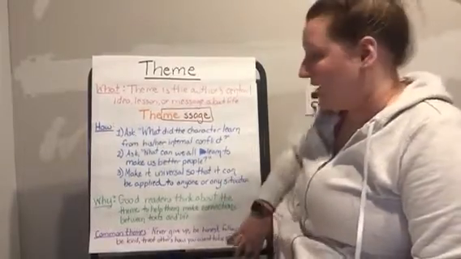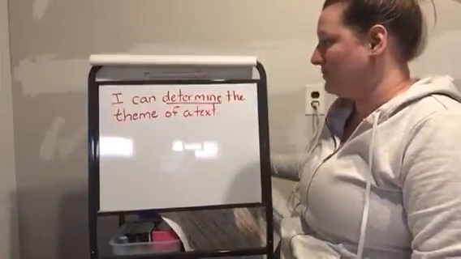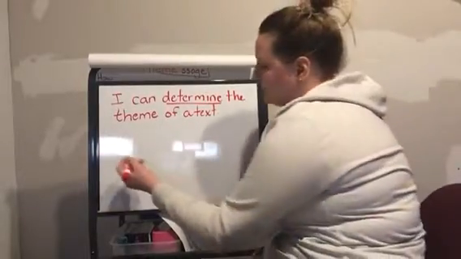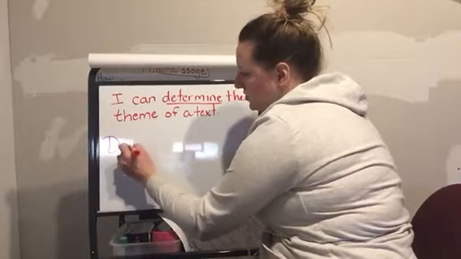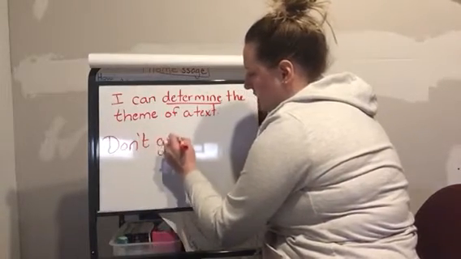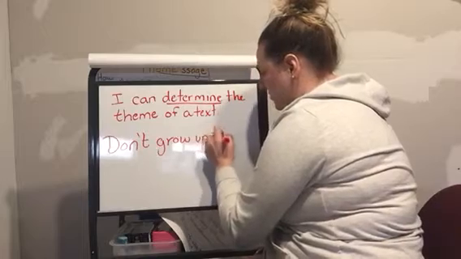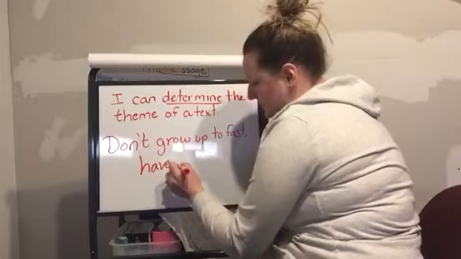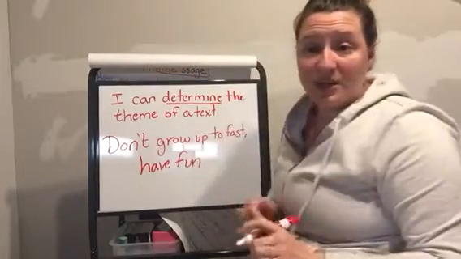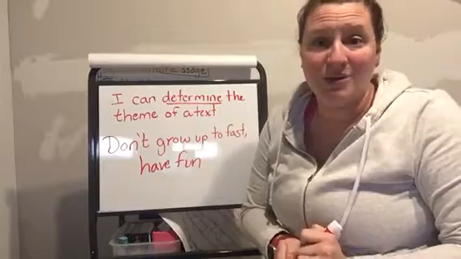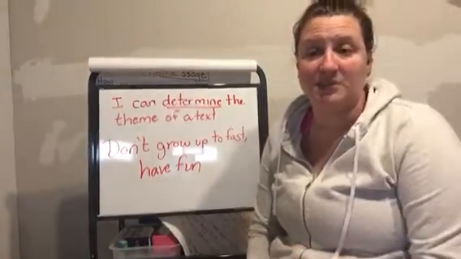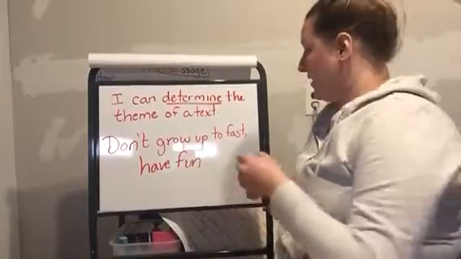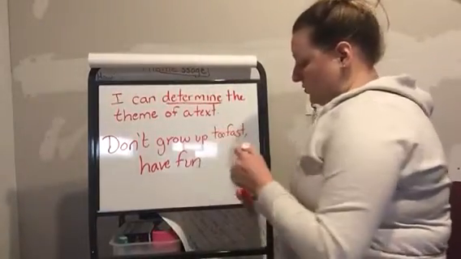So if I am determining the theme of this text, I would say a universal thing is: don't grow up too fast. Have fun. Because let me tell you, growing up fast, it's not always the best. You've got bills to pay and a lot of responsibilities. So our theme was don't grow up too fast. Have fun. I put the wrong two here, T-O-O, too fast.